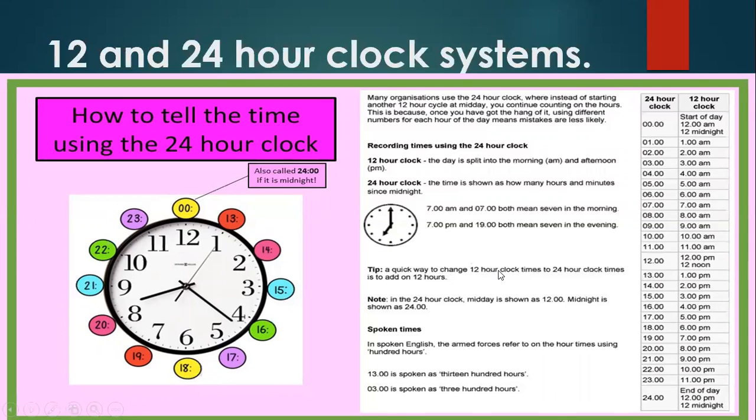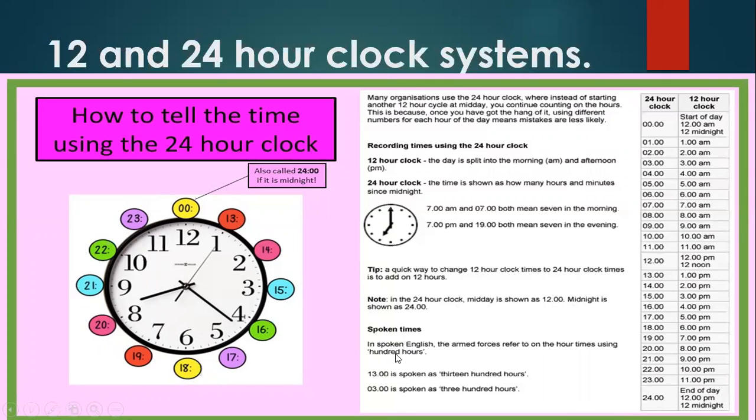A quick way to change 12-hour clock times into 24-hour clock time is to add 12. If I give you, for example, 1 p.m., I want to change it into 24-hour clock system. You only need to add 12, and your time will be changed into 24-hour clock system. In 24-hour clock system, midday is shown as 1200 hours, and midnight is shown as 2400 hours.